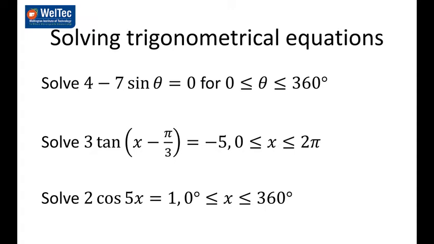Similarly for these ones, the first one you're going to have to shift the 4 and then you're going to have to divide by 7, so you end up solving sine theta equals 4 over 7. And for the second one you end up solving that tan Z equals negative 5 over 3. And for the last one, you'd end up solving that Z was equal to cos inverse of a half.